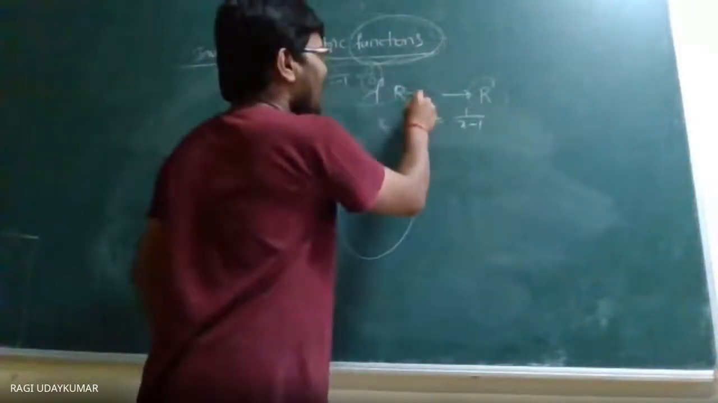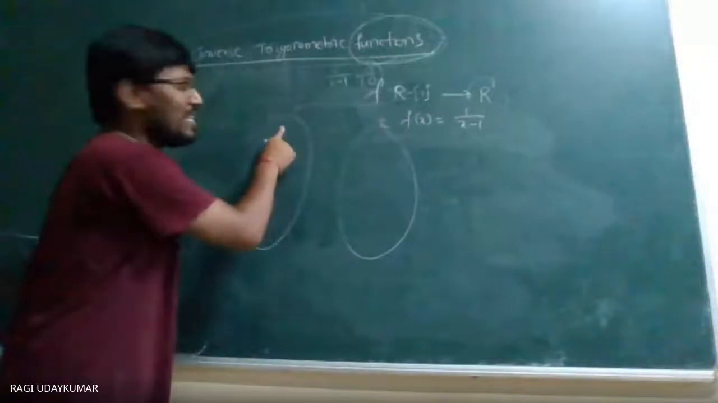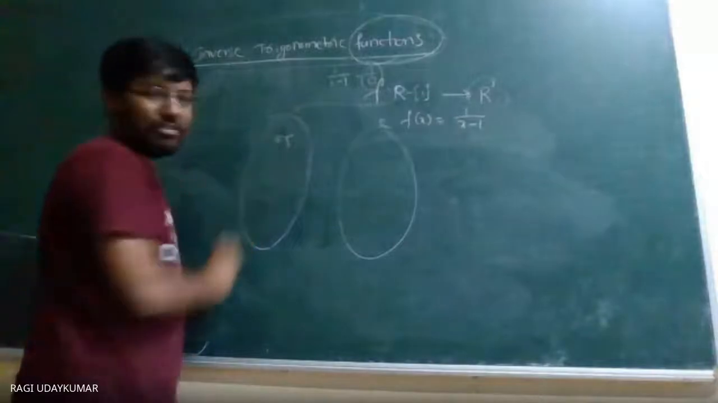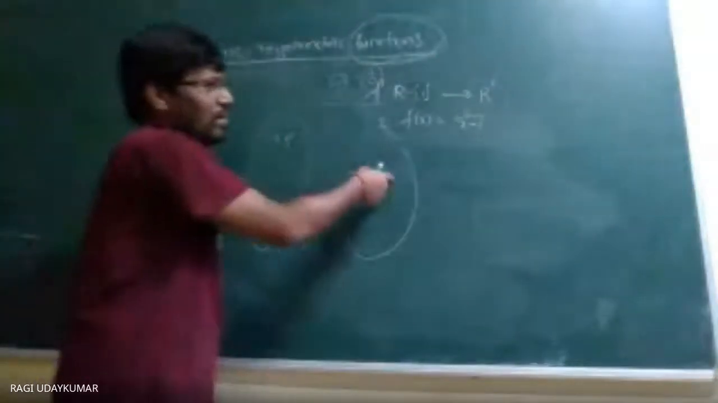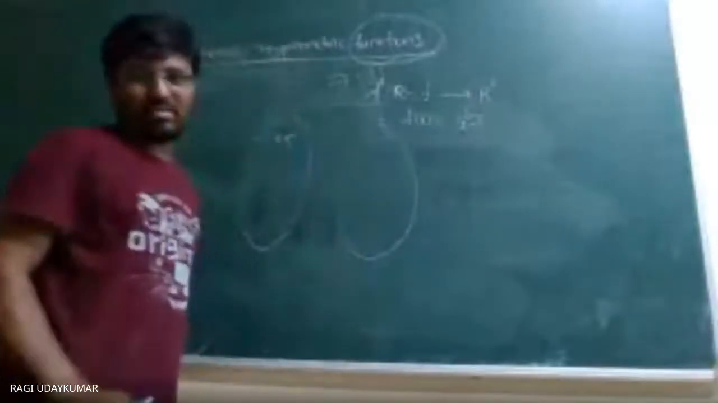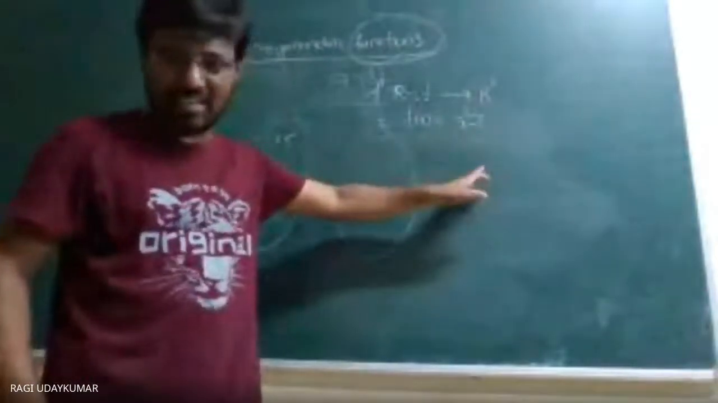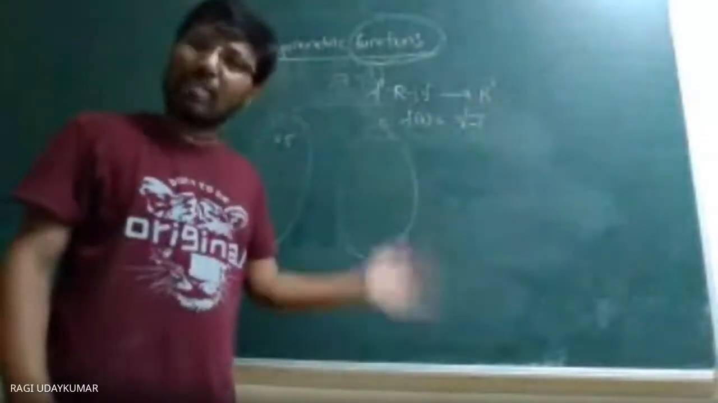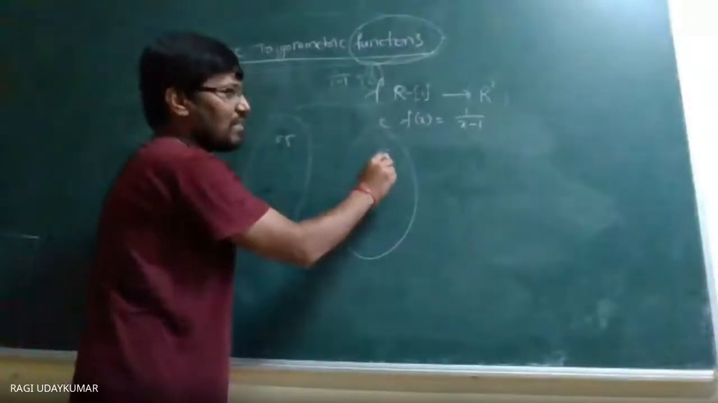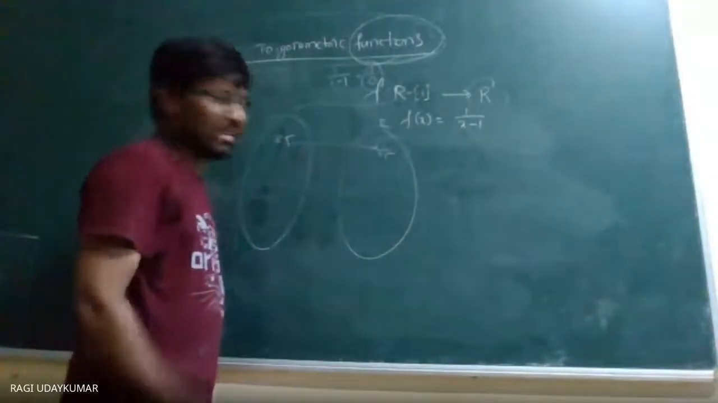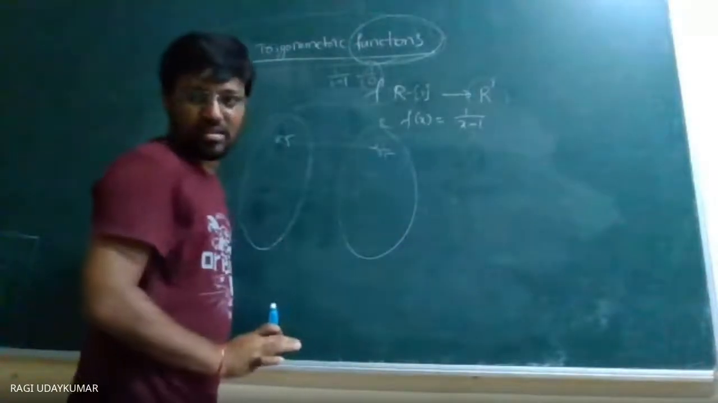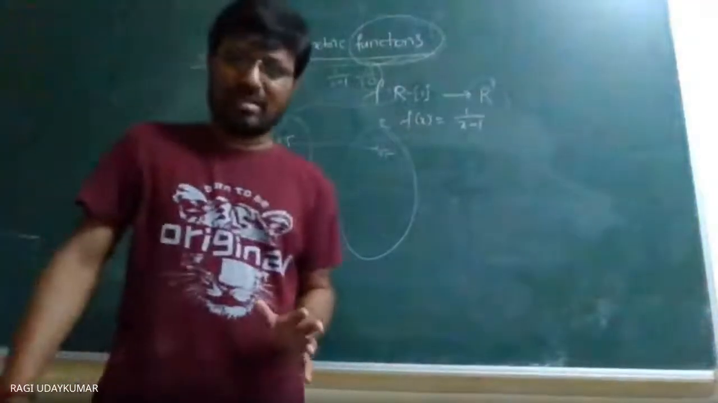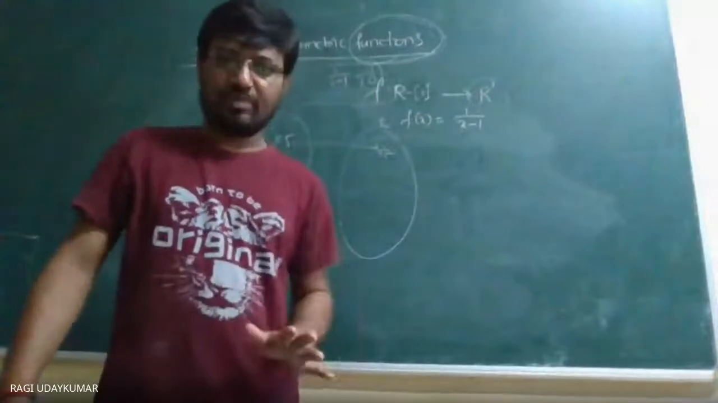Suppose I take the domain as real numbers other than 1, meaning 1 is not there, and all the other real numbers are there. Suppose I take 8.5. Then there will be 1 by 8.5 minus 1, which is nothing but 1 by 7.5. So 8.5 will be related to 1 by 7.5, and this cannot be related to another number. Like this, you should be ready to check whether the given rule is a function or not. Okay?